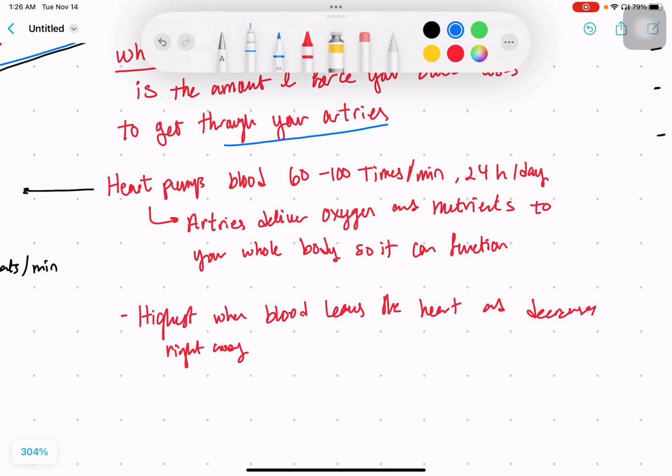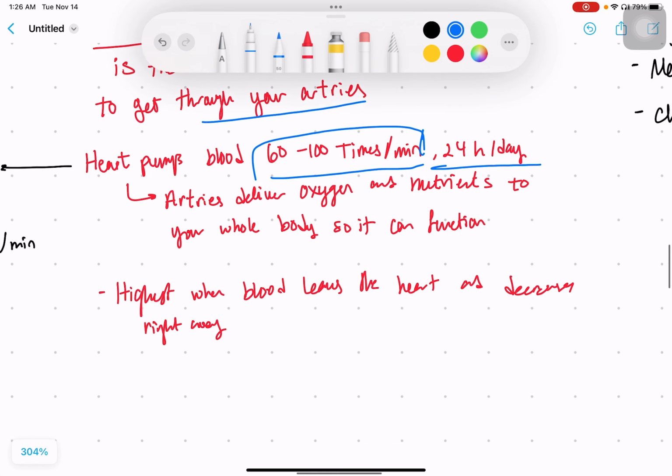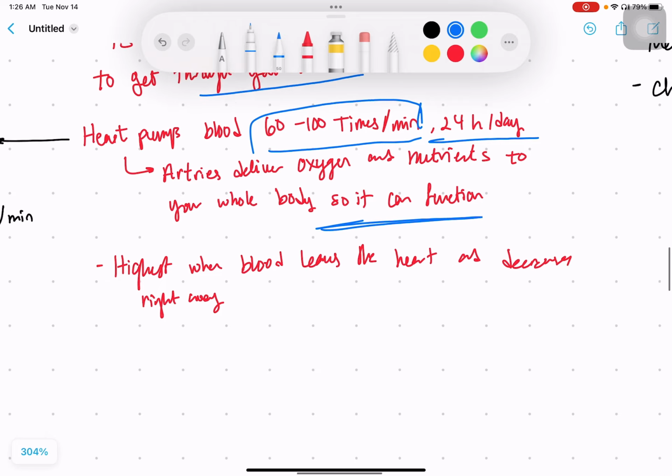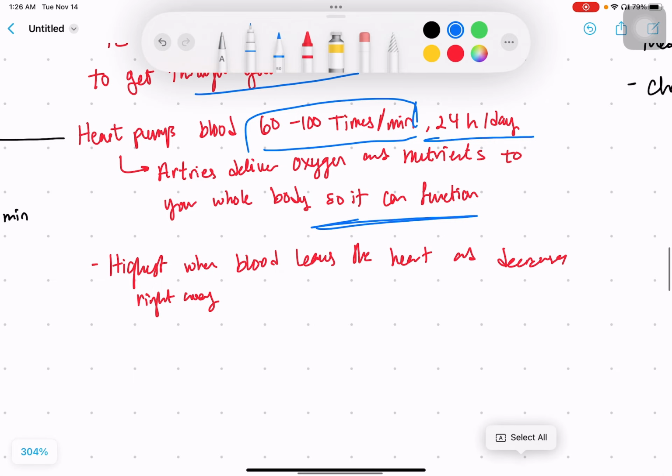Now, it's very important to note that there's also the heartbeat. The heart pumps blood 60 to 80 times per minute over the 24 hours per day, and the arteries deliver oxygen and nutrients to your whole body, and that's used for its function. The highest blood pressure levels are in the heart and decrease right away.